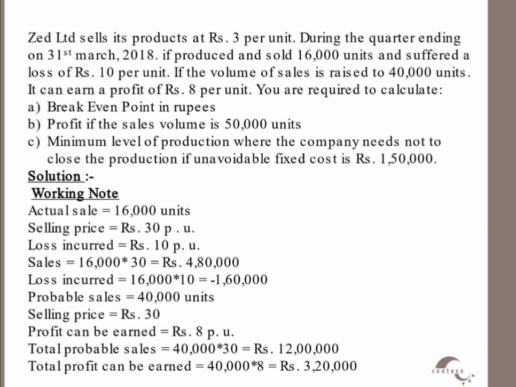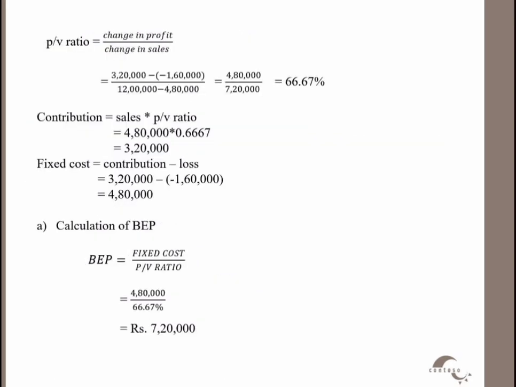Profit if the sales volume is 15,000 units. Minimum level of production where the company need not close the production if unavoidable fixed cost is 1,50,000. Let's discuss the solution of this question.